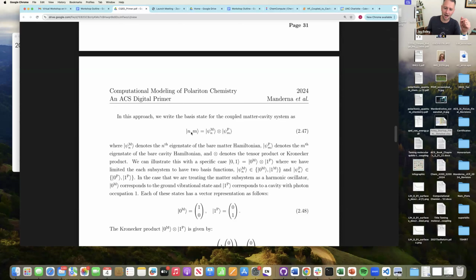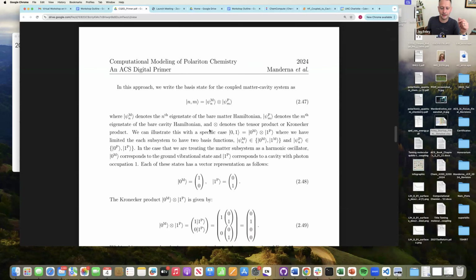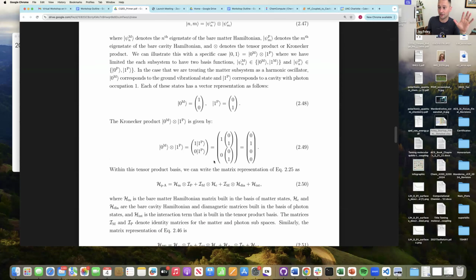We'll denote it with N comma M, where N denotes the quantum state of the matter subsystem, and M denotes the quantum number of the cavity subsystem. And really our basis states, you can think of them as a tensor product. And this is just a little note about how you actually compute a tensor product. We'll be using a NumPy method called kron, which is going to take the Kronecker product, which is just a tensor product.